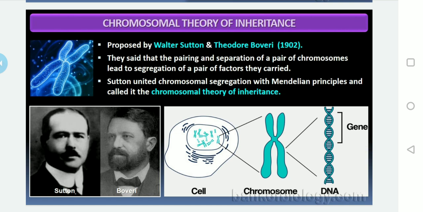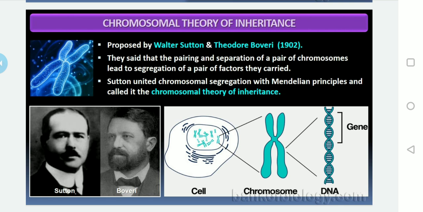Okay, so this theory, that means the chromosomal theory of inheritance, was proposed by two important scientists, Walter Sutton and Theodor Boveri, in 1902. They worked out the chromosome movement during meiosis, because of the advancements in microscopy, and observed the chromosomal movements. The behavior of the chromosomes was parallel to the behavior of the genes, and they used chromosome movement to explain Mendel's law.